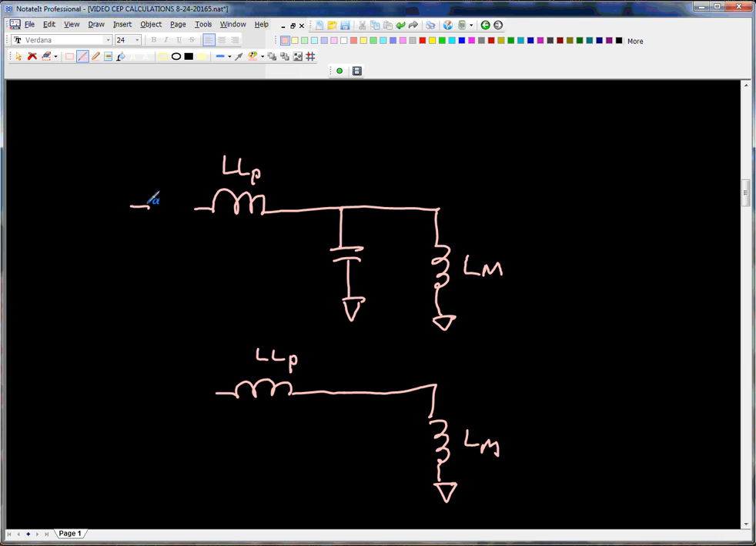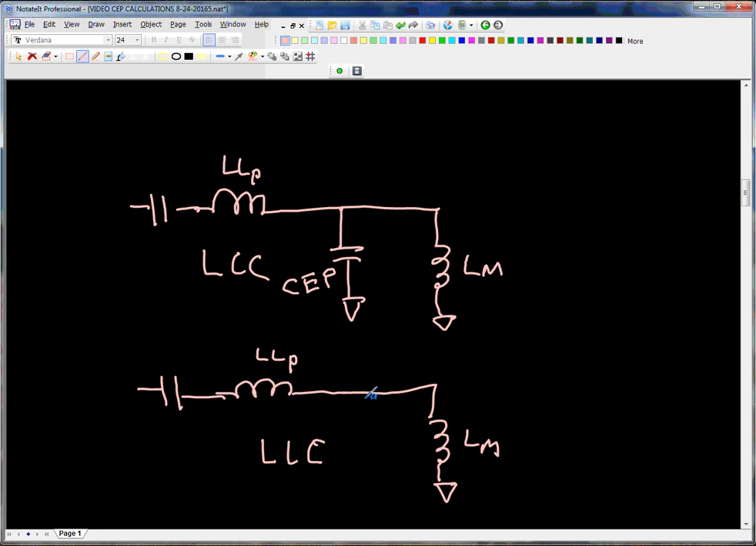Now if we were to do this, in both cases, we now have an LLC and an LCC type of converter. You can see that the LLC has no capacitor here. The LCC wants a capacitor here. And we call that capacitor, of course, CEP. That's what we're going to be talking about today.